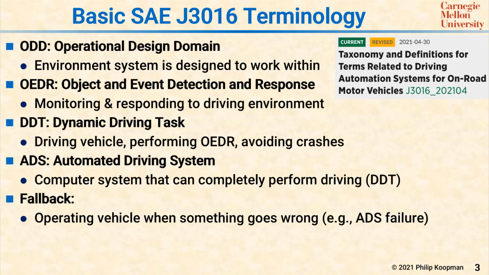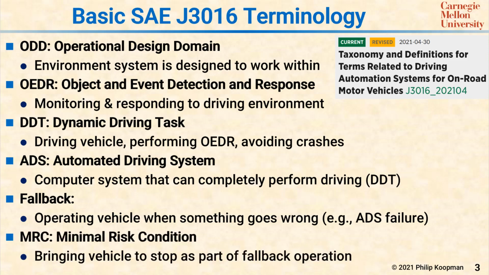Fallback is operating the vehicle when something goes wrong. For example, if the ADS fails or you exit the ODD, there may be a need for a driver to take over operation of the vehicle. That's called a fallback operation. Finally, MRC, Minimal Risk Condition. This is the idea of bringing a vehicle eventually to a stop as part of a fallback operation.